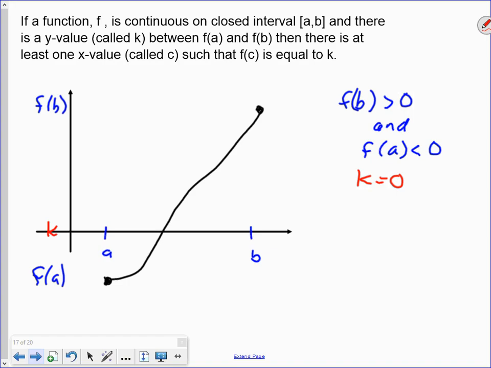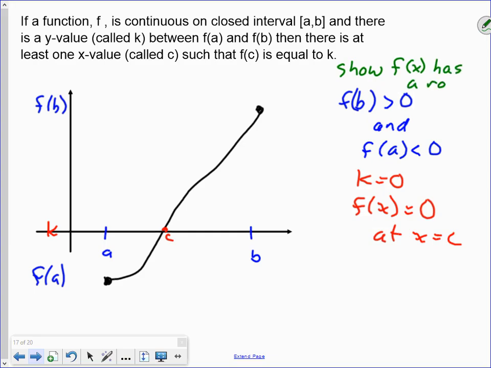Then the intermediate value theorem tells us that there has to be some value of c in between a and b such that f at x is equal to 0, or sorry, at x equals c. So kind of showing that the function has a root at that point. So show f at x has a root on this interval from a to b.